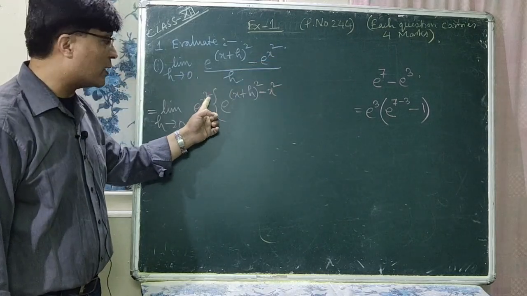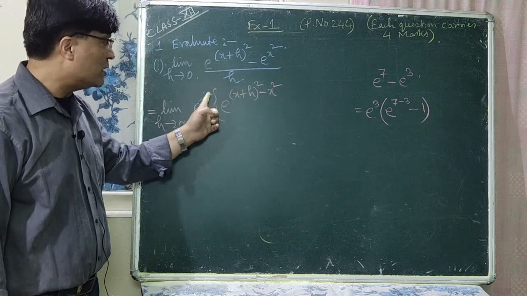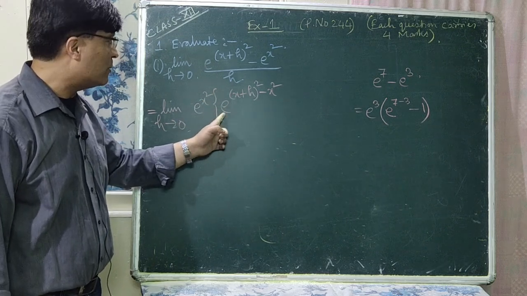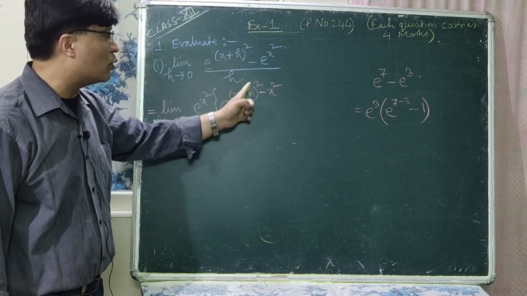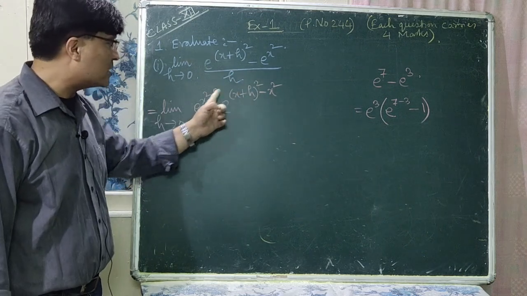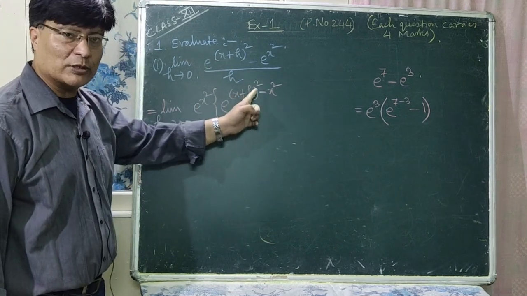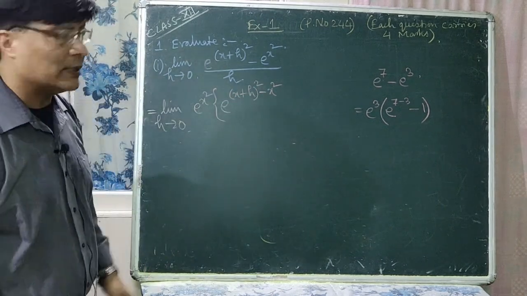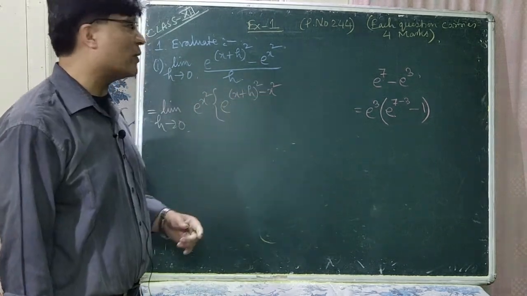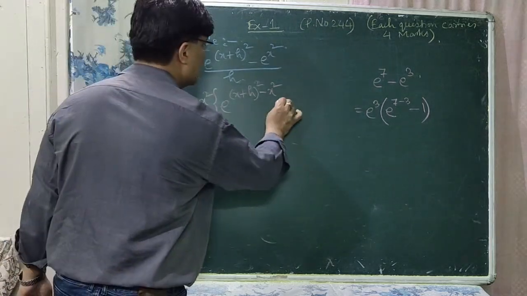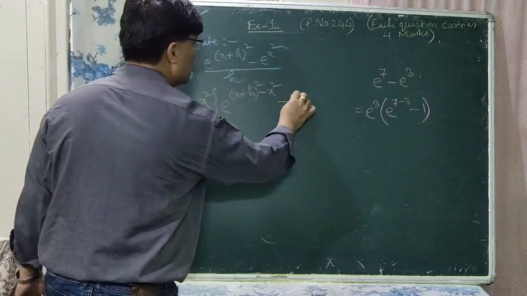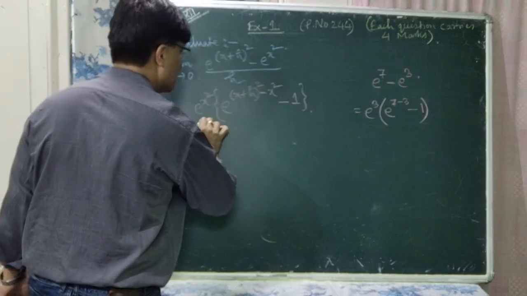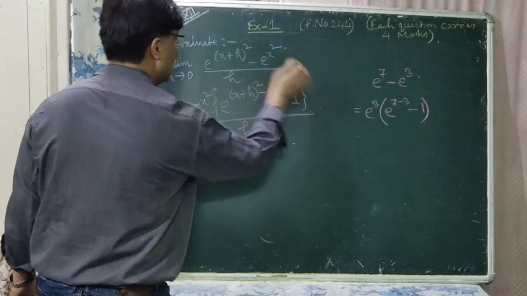So e to the power x square is taken common out here. So within second bracket, what do we get? E to the power, this is your x plus h whole square. Then this x square should be minus out here. You should subtract this x square from x plus h whole square. That is, you will get x plus h whole square minus x square. Then minus, this is taken common out here, so it is 1. Second bracket is closed. This whole divided by h.